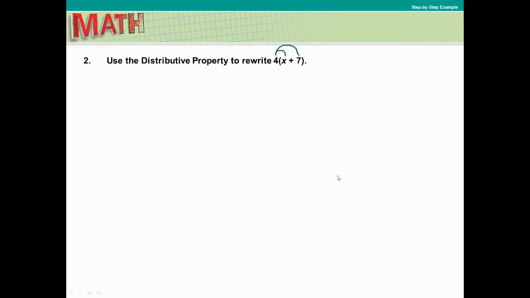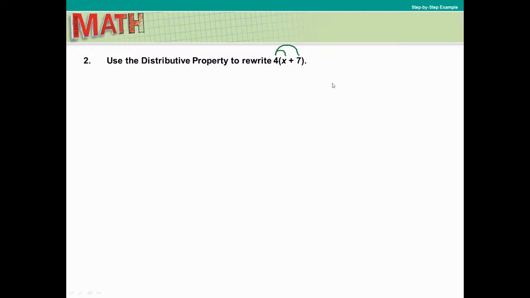Use the distributive property to rewrite this. Now we're getting into the algebraic expression. So we're going to use the distributive property. Take a moment, see if you can think what that would be. And it's probably a little simpler than you want it to be, or think it should be.